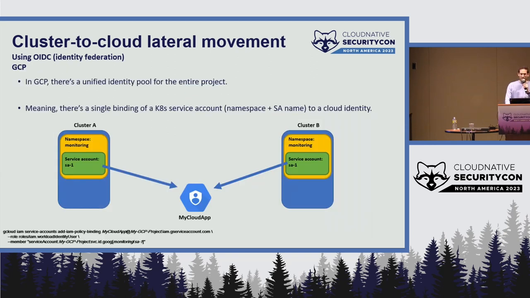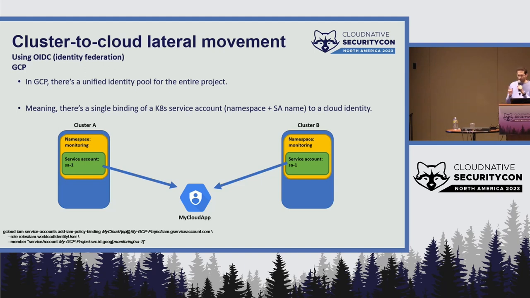All right, so let's talk for a moment about GCP specifically, because in GCP there is something interesting. In GCP there is a unified identity pool for the entire project. And what does it mean? It means that there is a single binding between a cloud identity and a service account, represented by the namespace name plus the service account name.